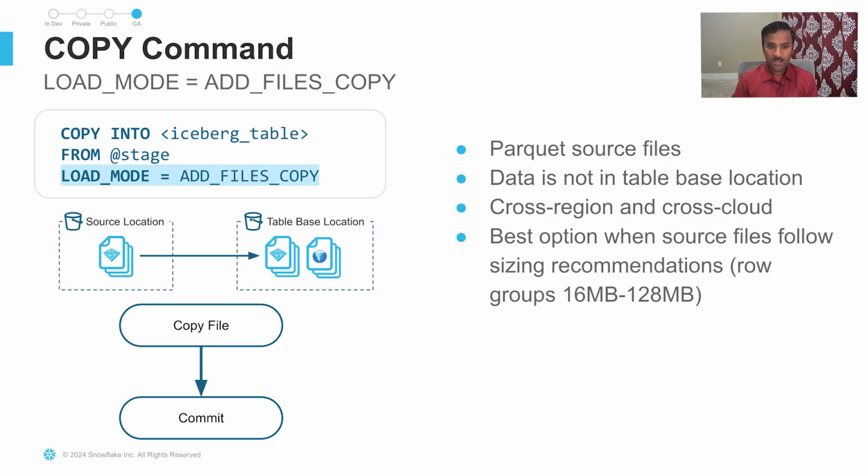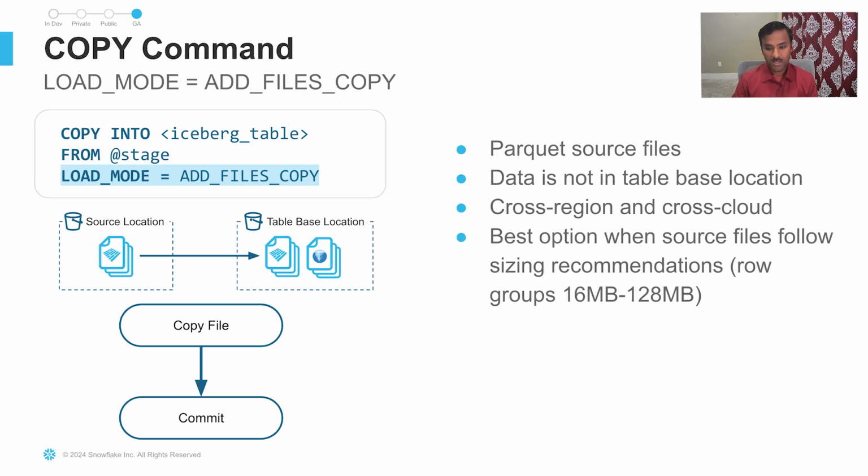For Iceberg tables, Snowflake has two other flavors for copy that have different values for the copy option load mode. These options can be used when the source data files are Parquet and you want to avoid an expensive scan and rewrite of the Parquet files. The first one is the one with the value add files copy. The syntax for this is copy into your Iceberg table from your stage with load mode equals add files copy.